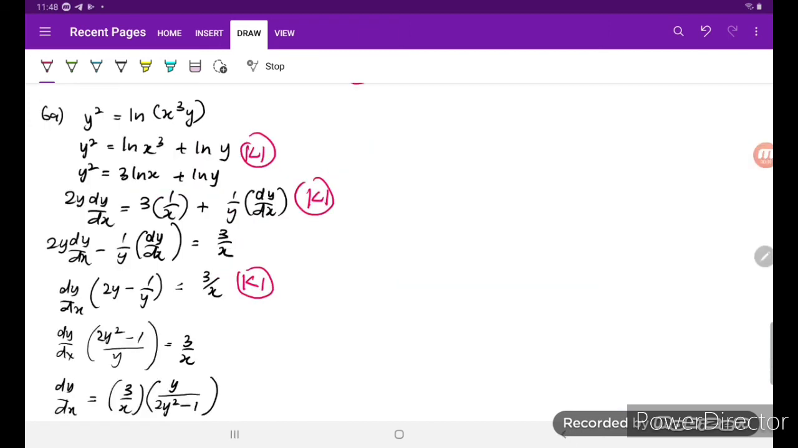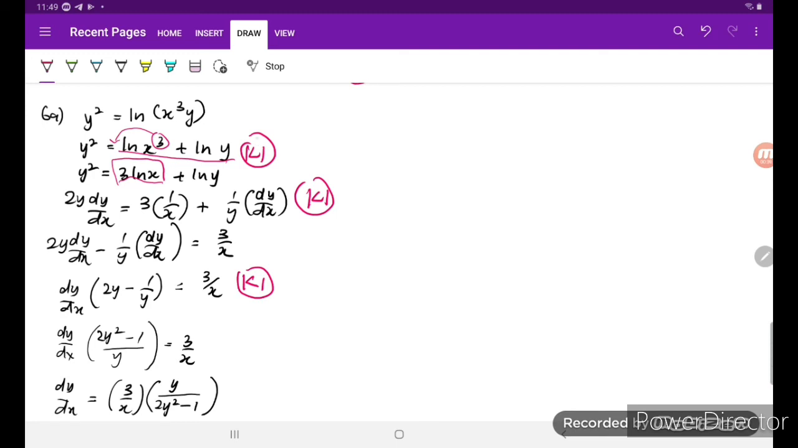For question 6a, we have to differentiate the function by using implicit differentiation. But before that, you simplify the function first by using a log theorem, which is for this one, a product theorem. And 3 brought in front, to become this one is a power theorem.